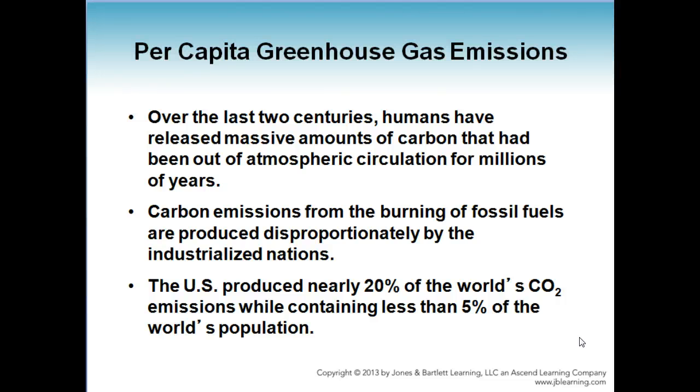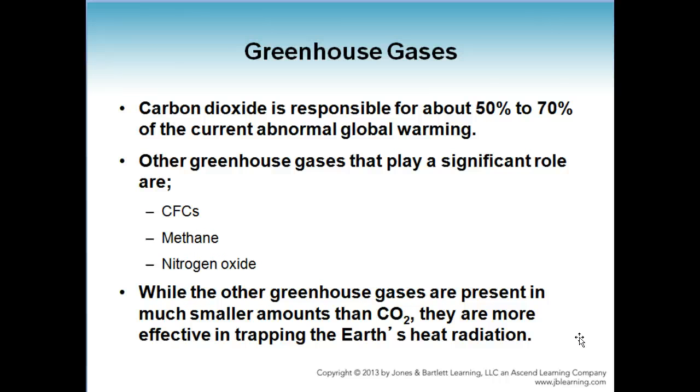Over the last 2 centuries, humans have released massive amounts of carbon that had been out of atmospheric circulation for millions of years. Carbon emissions from the burning of fossil fuels are produced disproportionately by the industrialized nations. For example, in the US, we produce nearly 20% of the world's CO2 emissions, while containing less than 5% of the world's population. Carbon dioxide is responsible for about 50 to 70% of the current abnormal global warming. Other greenhouse gases that play a significant role are CFCs, methane, and nitrogen oxides.